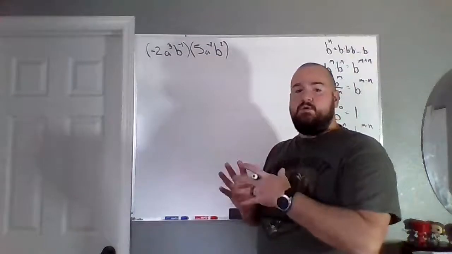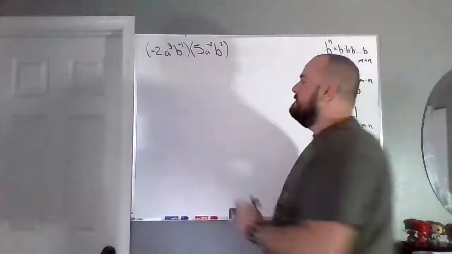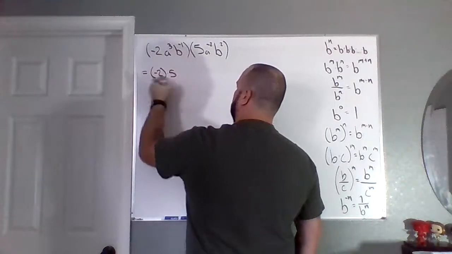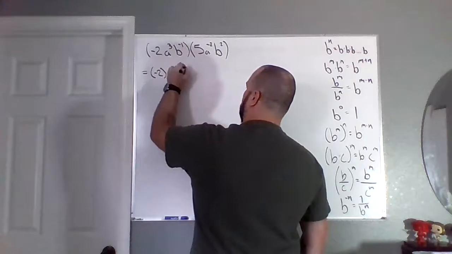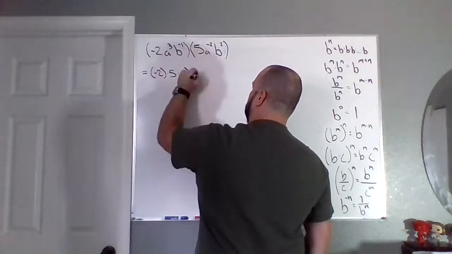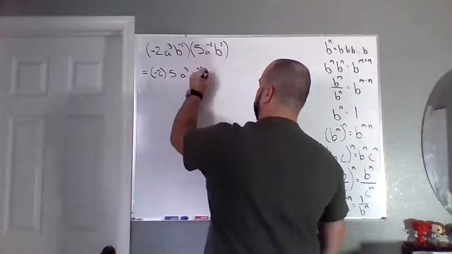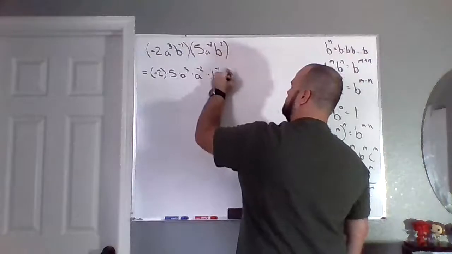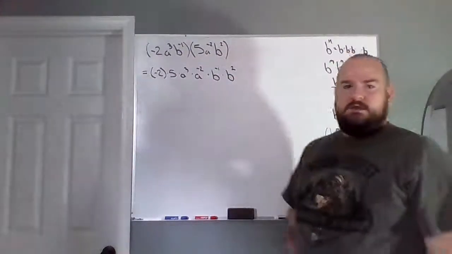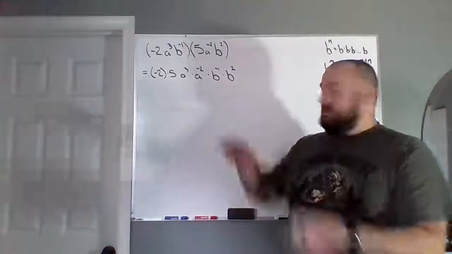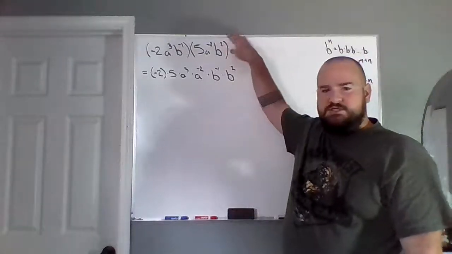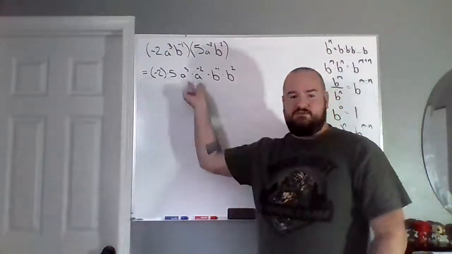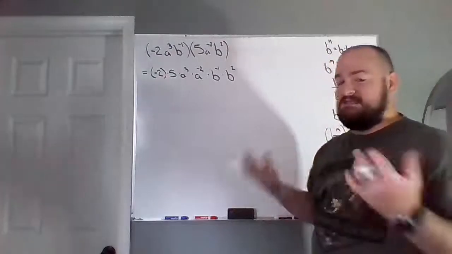So I'm going to reorder these so that I have like things together. Because it's a negative, I'm going to keep that parenthesis. I have negative 2 times 5 times a cubed times a to the negative 2 times b to the negative 1 times b squared. So all I've done is reorder these things. Because it's all multiplication, there's no division, no addition, no subtraction, I can reorder it however I want, and I reordered it so that the like things were together. Makes my life easier, makes your life easier, makes everything easier.